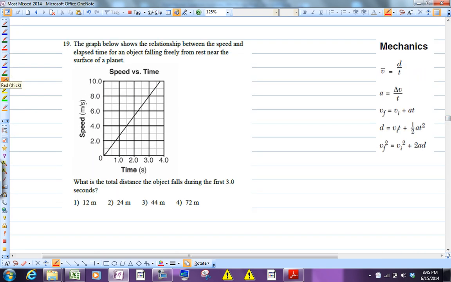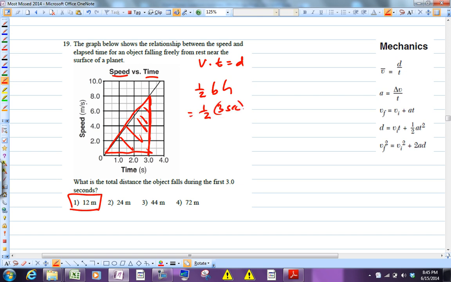19. The answer is 1. Again, you can answer this one of two ways. You can use the constant acceleration equations, or the area on a VT graph, or speed versus time graph. Velocity times time is displacement. So for the first 3 seconds, you're going to go to here. This area is going to give you the displacement. That's 1/2 base times height. That's 1/2 times 3 seconds times 8 meters per second. That's going to give you 12 meters. Or the way I mentally think about it is 8 times 3 gives me 24, and a triangle is half of a rectangle, so it's going to be 12.